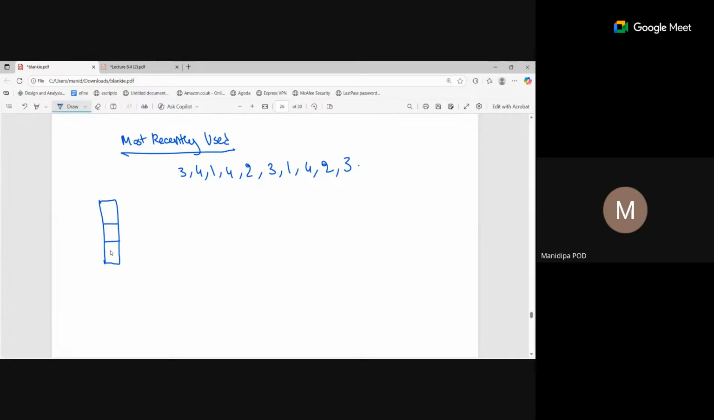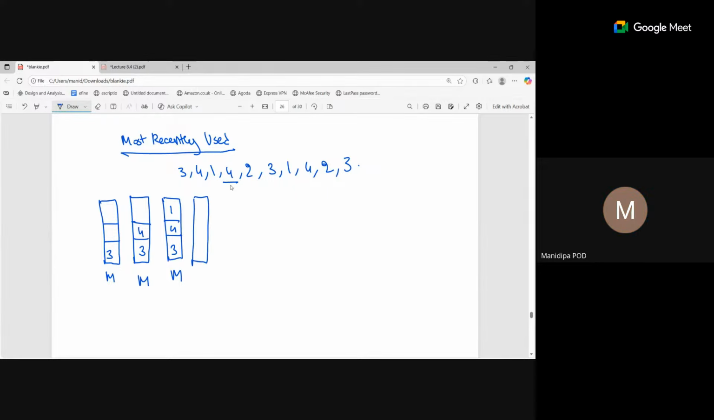First 3, hit or miss? Miss. As long as it is not present and empty, it is always a miss. So then 3 and 4. 4 is a miss. Then 1, miss. Next, this 4.